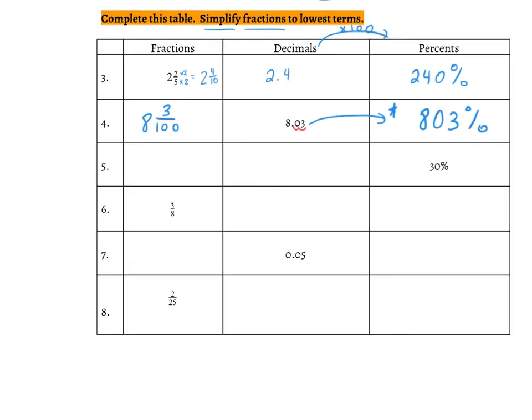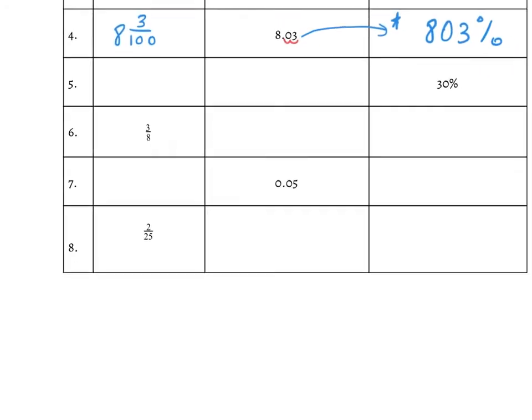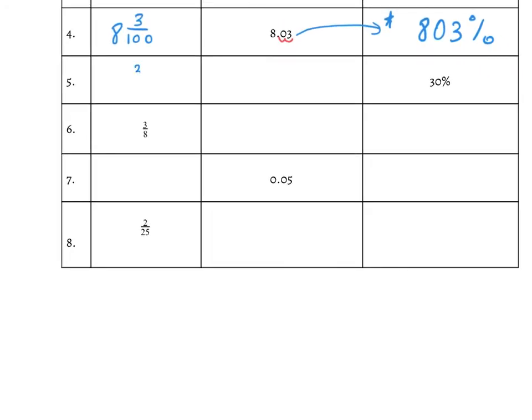My next one, 30%. 30% as a fraction here would be 30/100. This is one where I could simplify down to 3/10. So when I write it as my decimal, I should write it as 3/10. Do I need the 0 on the end? Yes or no? No, you do not.